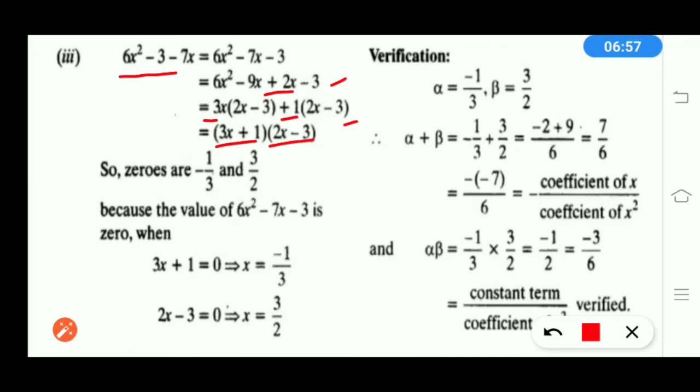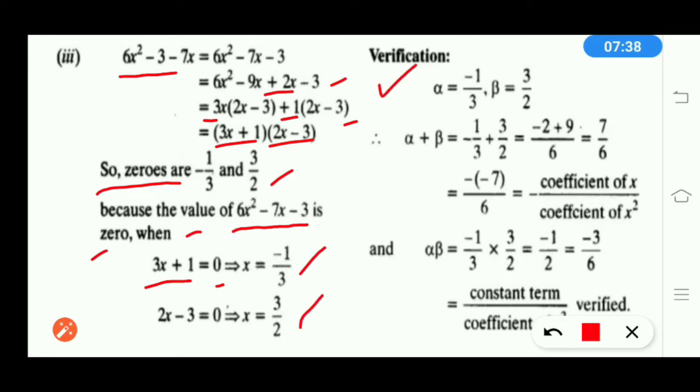So that means when 3x plus 1 equals 0 or 2x minus 3 equals 0, then the value of the given polynomial 6x square minus 7x minus 3 equals 0. Clear? Same language. So the zeros are minus 1 by 3 and 3 by 2. Okay, because the value of 6x square minus 7x minus 3 is 0 when 3x plus 1 equals 0, so x equals minus 1 by 3, and 2x minus 3 equals 0, so x equals plus 3 by 2.